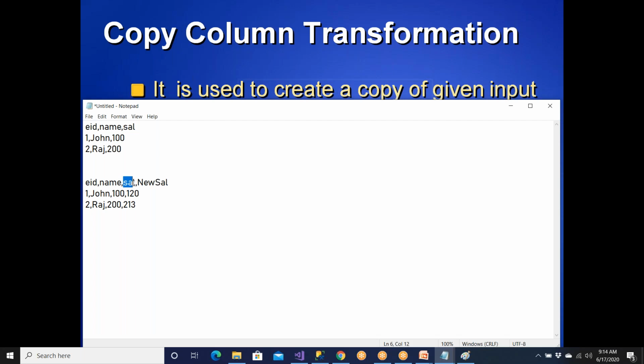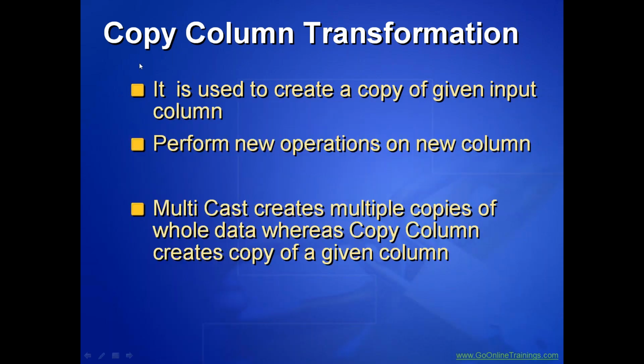Clear? Copy column is going to be copying a single column of data. On that new column, you can do modifications so that the original data is not getting disturbed. So that is the purpose of the copy column transformation. Am I clear? Multicast creates multiple copies of the whole data. Sometimes you don't need the whole data to be copied. Only one column of data I wanted to copy and do some changes there. That is the purpose of going for a copy column instead of going for multicast transformation.